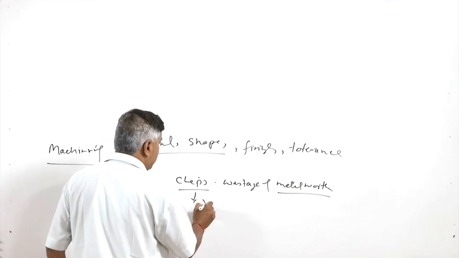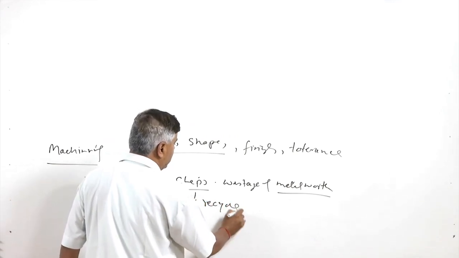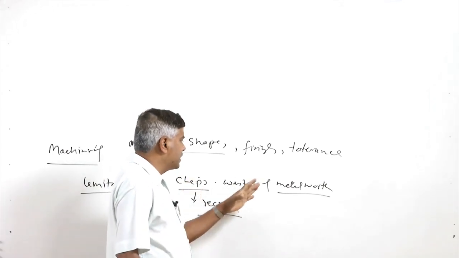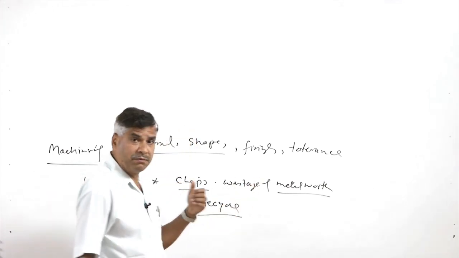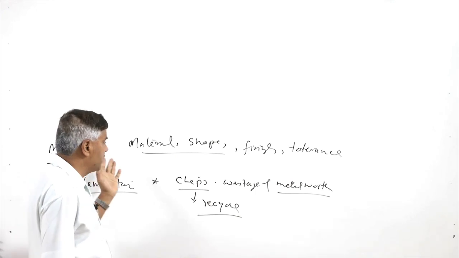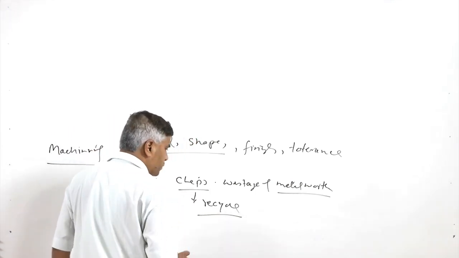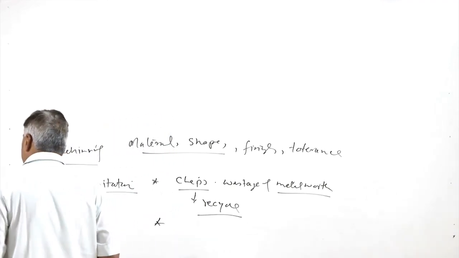The only thing is that we need to recycle such material. So, the loss of the metal worth takes place when the material is removed in the form of chips in machining processes, and this material needs to be recycled only because it cannot be used for any other purpose.